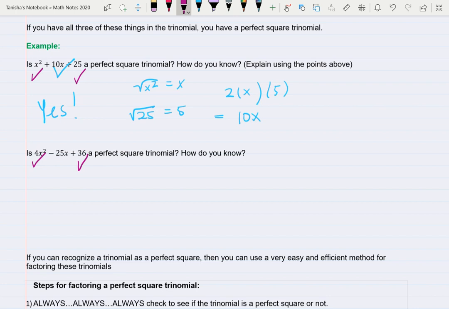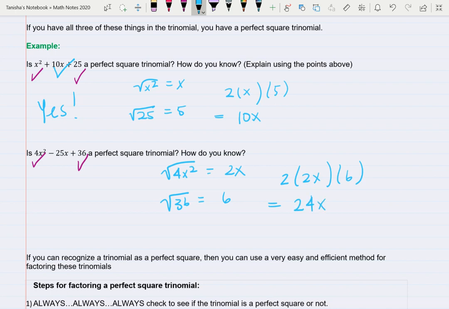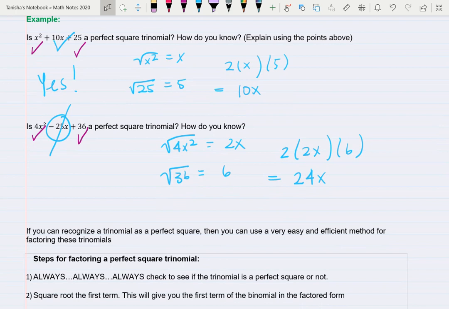Is the middle term twice the product of the square root of your first term and your last term? Well, the square root of our first term is 2x. The square root of our last term is 6. And we want twice the product of 2x times 6. So 2x times 6 is 12x, times 2 is equal to 24x. That did not work out, right? Our middle term here is 25x. Ignore the sign. The sign will indicate something else later on in our factored binomial expressions. But we have 25x in our expression, and twice the product of the square roots of our first and last term gave us 24x instead of 25x. So this is not a perfect square.